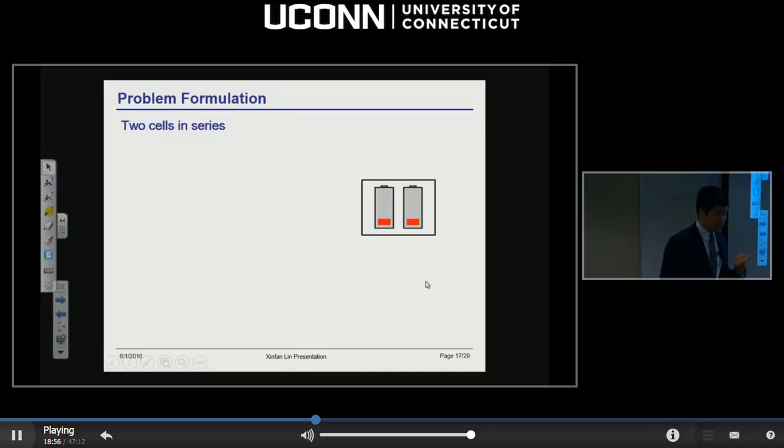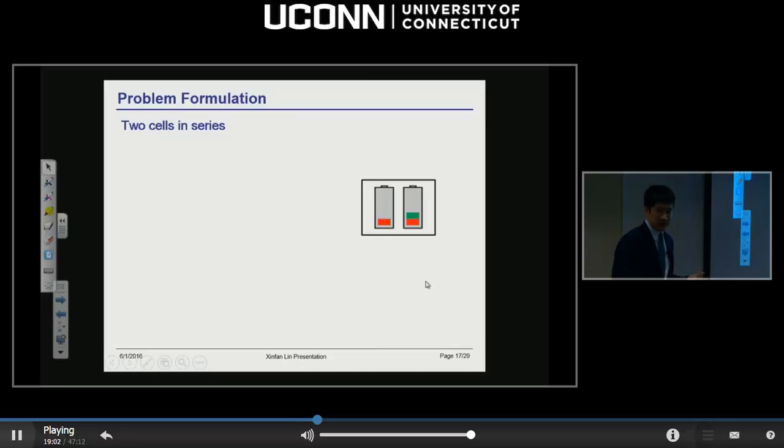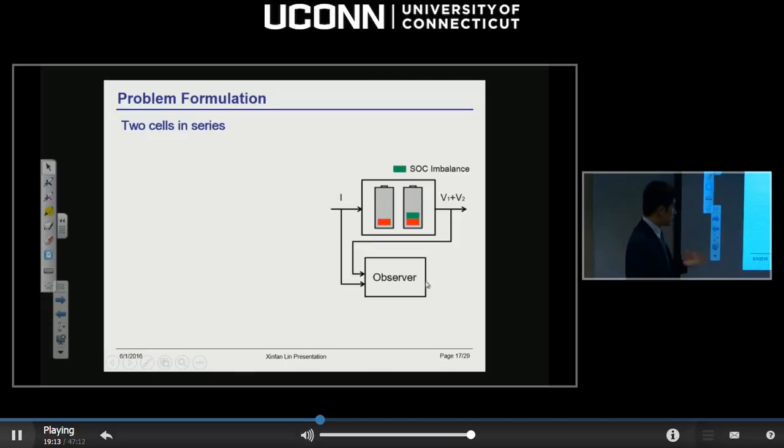However, SOC imbalance is a very common phenomenon among battery cells in the pack. So it's very often the case that we'll have one cell with higher SOC than the other cell. So in this way, we can only measure the input current and also the total voltage V1 plus V2. And then we need to design an observer to estimate the single cell SOCs and voltages from the total voltage.